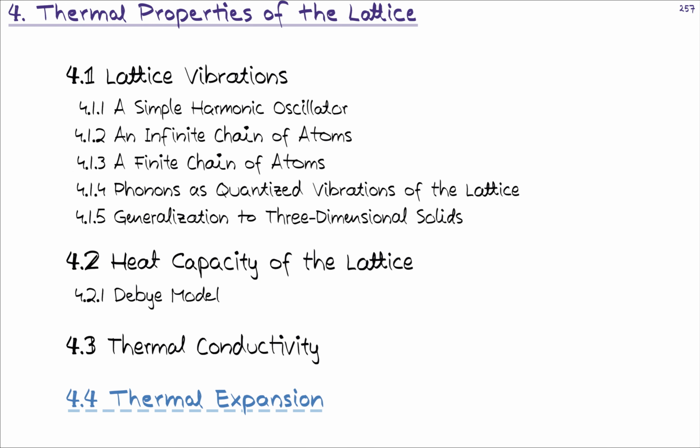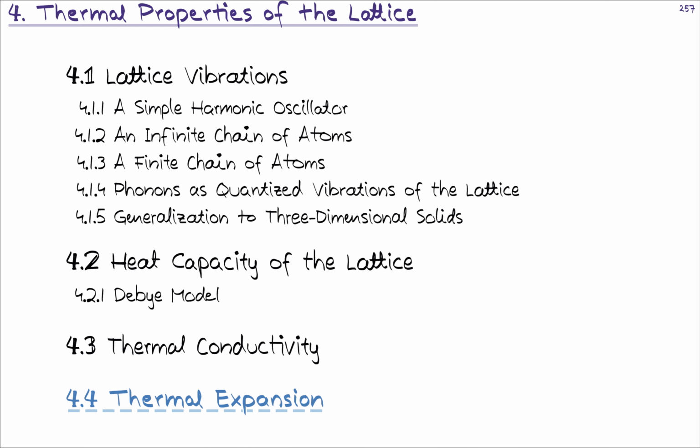So this is the lecture on thermal expansion, and it will be the final lecture we have on thermal properties of the lattice in our course in solid-state physics. What we will do here, in this briefer lecture than usual, is formulate a treatment to understand the thermal expansion of a solid from a microscopic point of view.